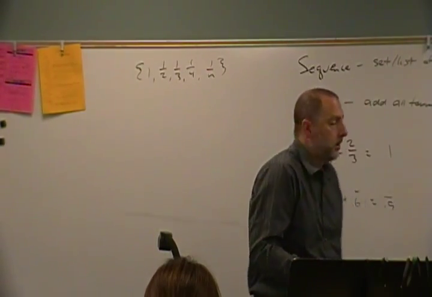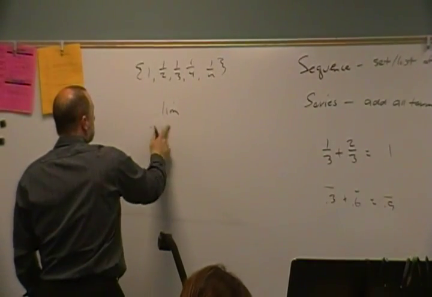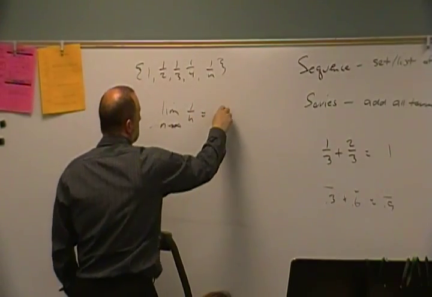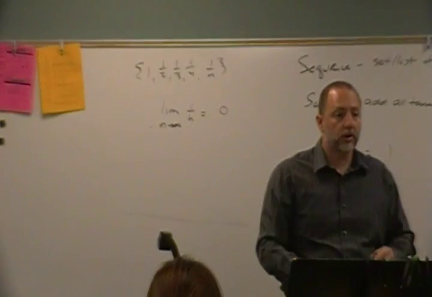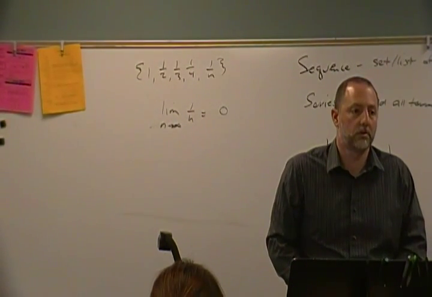You just take the limit, right? So I'll take the limit as n approaches infinity of 1/n, and it's 0. So we know that the sequence converges. The harder thing that we're going to have to ask ourselves and play with is, does the series converge?